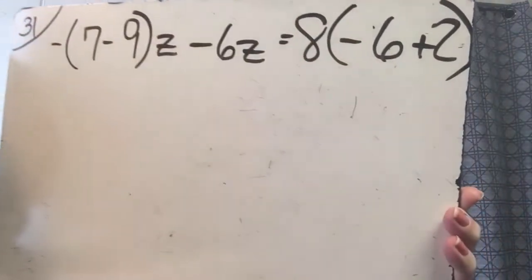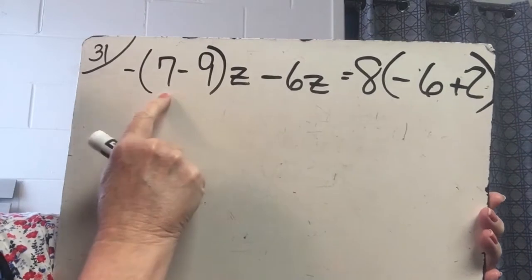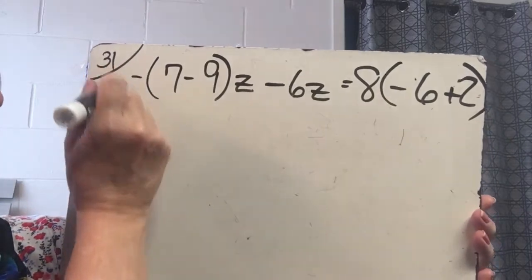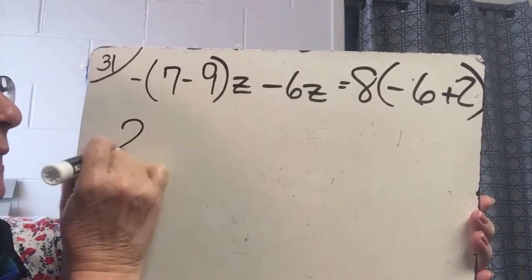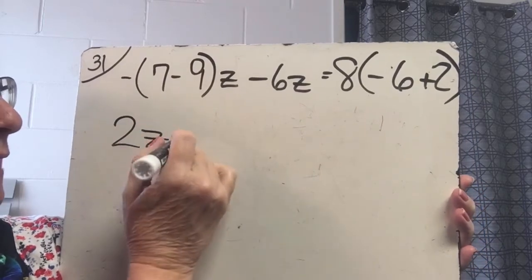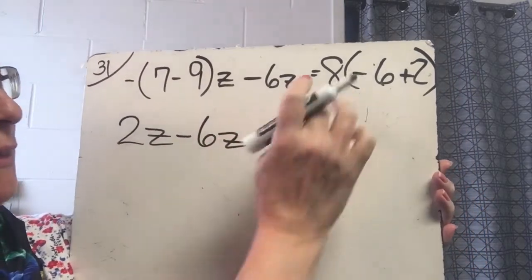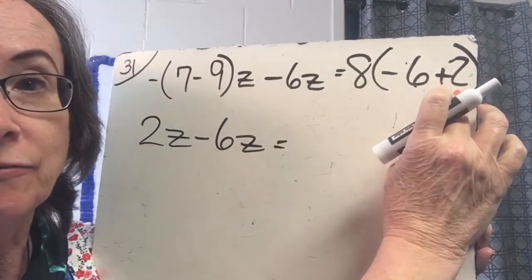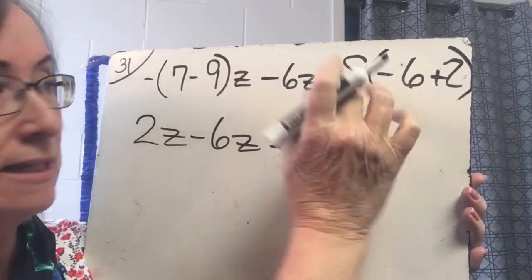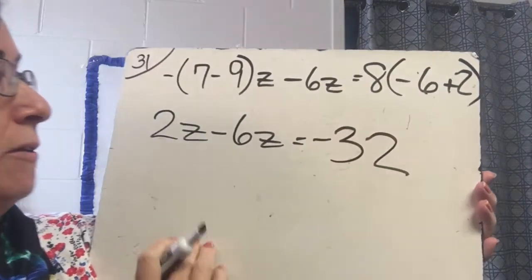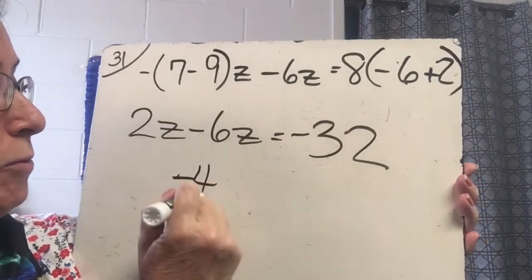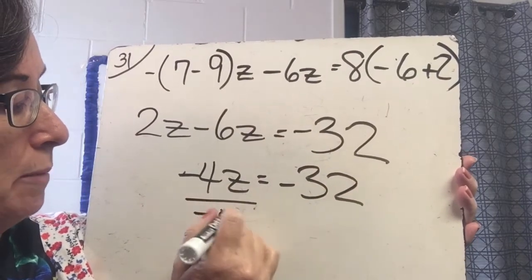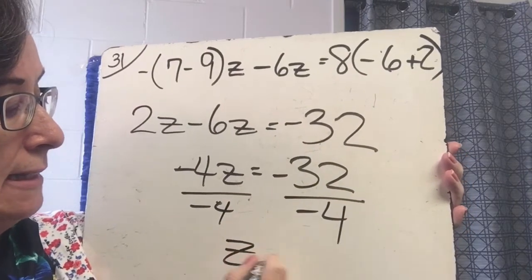Okay, so on this one, notice that I can do something about this parenthesis. I have a 7 minus 9, which is a negative 2. So I have a negative 2z. So that's going to be a positive 2z. And I can simplify that right away. And then on the other side, I'm just making sure I copied my problem right, that's a negative 4. And a negative 4 times an 8 is a negative 32. So now I have a 2z minus a 6z is a negative 4z is equal to a negative 32. Divide by negative 4 on both sides, and z is equal to 8.